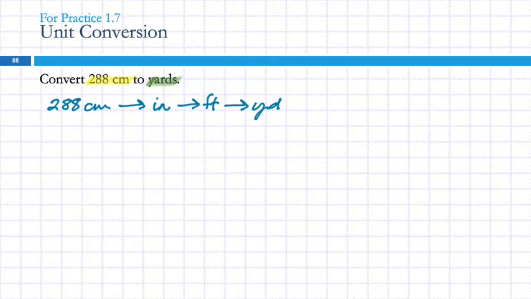Now, some people might say, well, I know that there's 36 inches in a yard. Well, great, skip the feet. But somebody else might not know that. So this is the path we come up with, centimeters to inches to feet to yards.